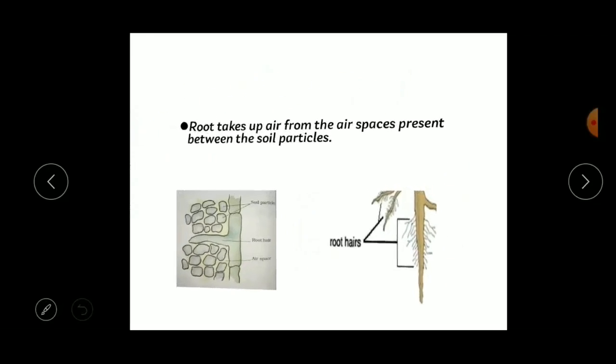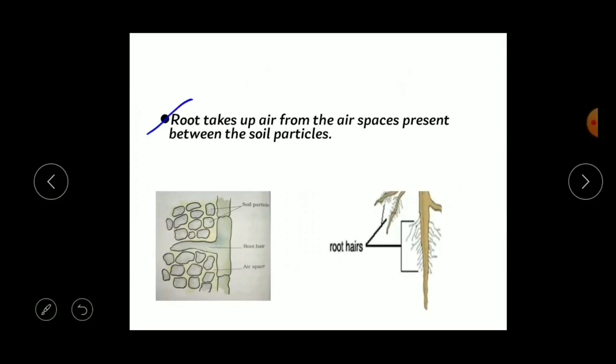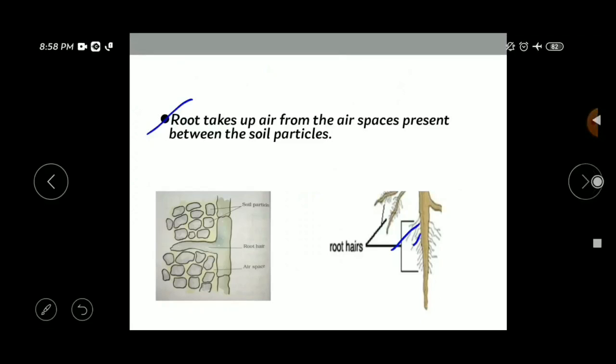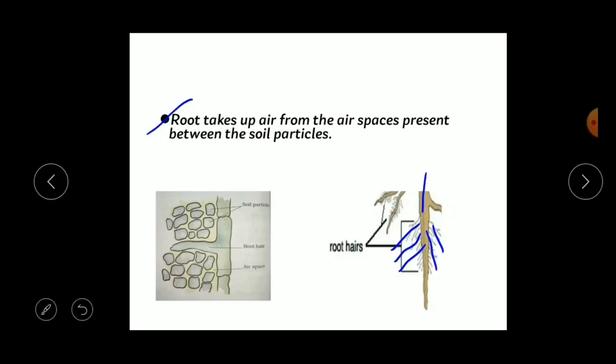The next point is, roots take up air from the air spaces present between the soil particles. So the roots of the plants have hair-like structures. You can see these are the root hairs. This is a root, and these are the root hairs. These root hairs absorb the air present between the soil particles. This is a root, and these are the soil particles. So the root takes the air from the space present between the soil particles.